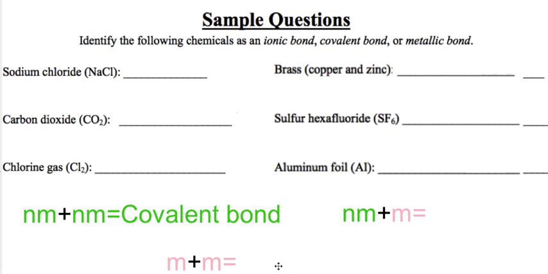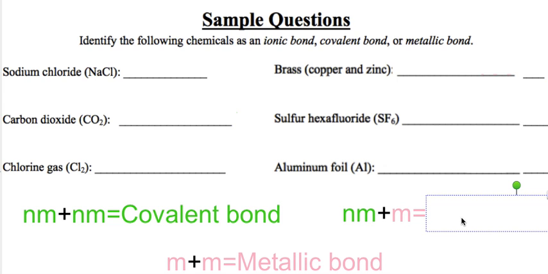We'll go to the easy one. If you have a metal plus a metal, that gives you a metallic bond. So what do we have left? If you have a nonmetal plus a metal, that will give you an ionic bond.